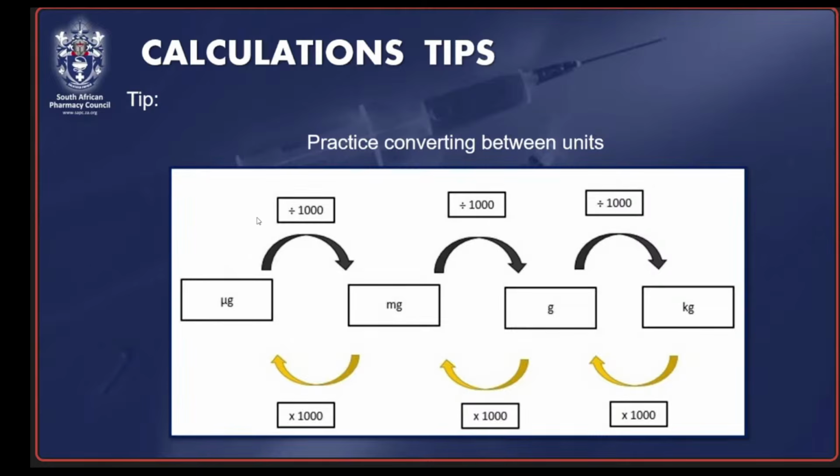So micrograms divided by 1,000 will give you milligrams, divided by 1,000 will give you grams, divided by 1,000 will give you kilograms. If we are going the other direction, from kilograms to micrograms, we are going to multiply by 1,000. So 1 kilogram multiplied by 1,000 will give you 1,000 grams. 1 gram multiplied by 1,000 will give you 1,000 milligrams. And 1 milligram multiplied by 1,000 will give you 1,000 micrograms. Please know that this is a nice slide to have, because it will save you time when doing your calculations.